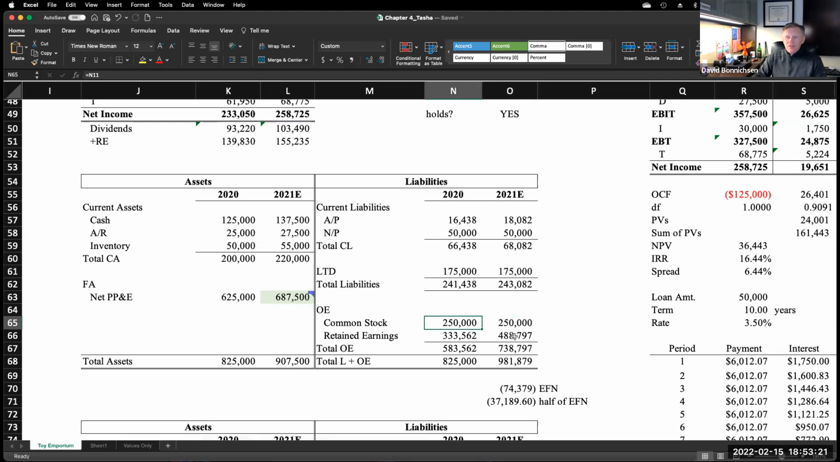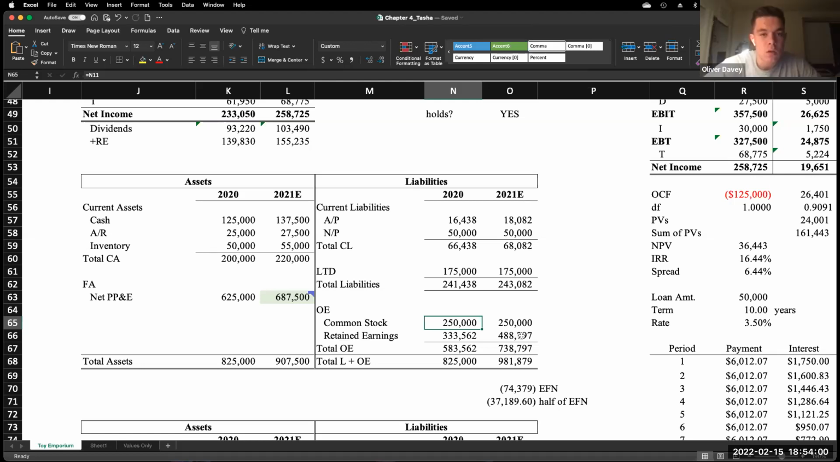Now, how do we get to this retained earnings value? How do we get the retained earnings for our 2021 estimate? Oliver, how do we get this number, 488,797, for retained earnings? Would you take the estimated addition to retained earnings for 2021 and then add it to the 2020 retained earnings? That's exactly right.